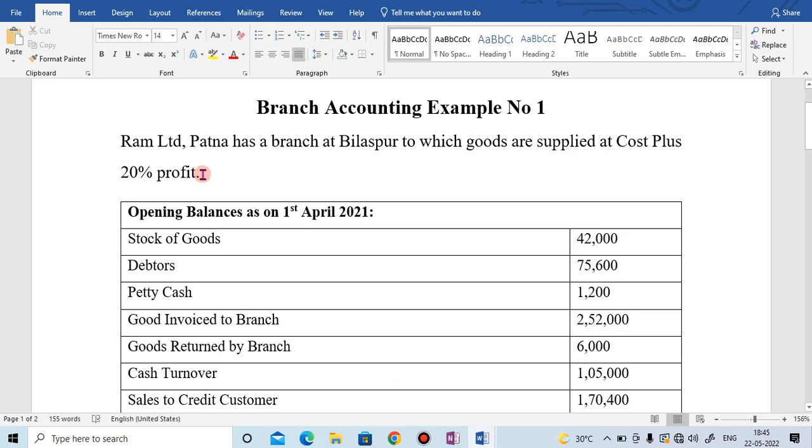Now how do we calculate the loading? How did we understand that we have to calculate loading? Because of the first sentence: Ram Limited Patna has a branch at Bilaspur to which goods are supplied at cost plus 20% profit. So when the head office was supplying goods to the branch, the price at which they were supplying included 20% profit. So we have to calculate how much profit was included. That is nothing but the calculation of loading.